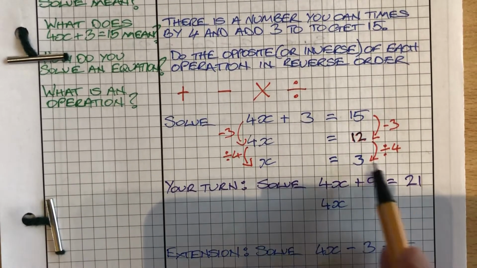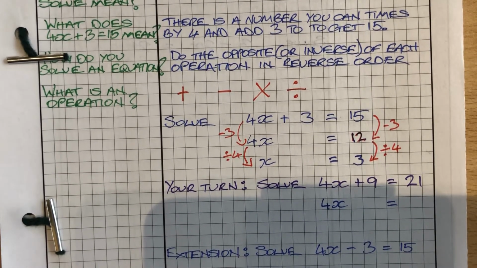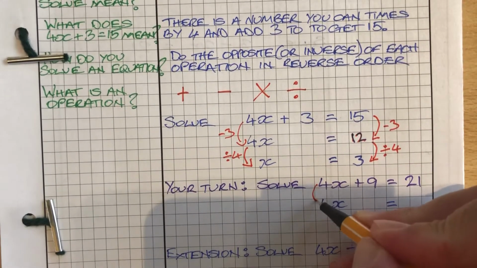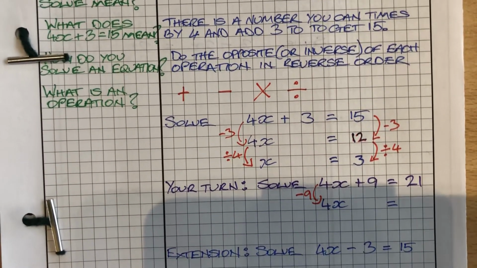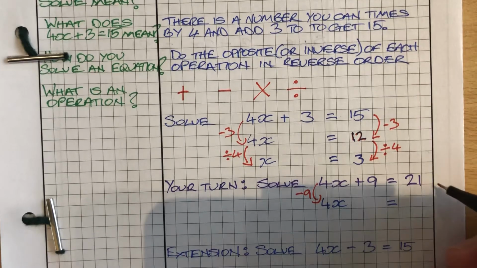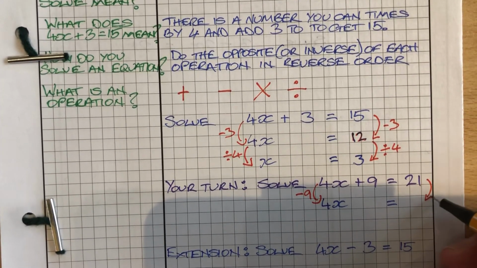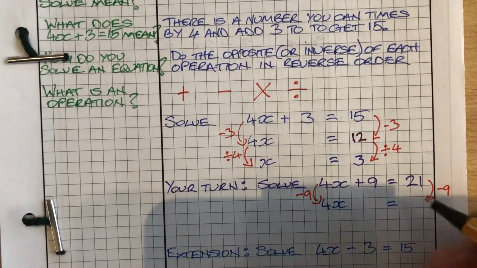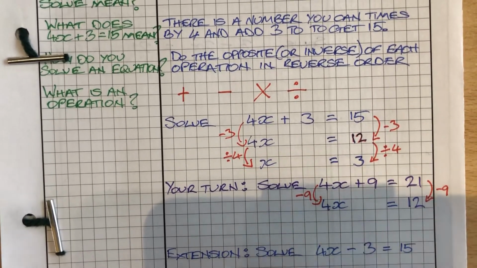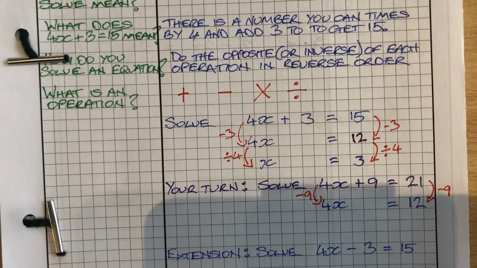Notice I'm working on this side. How did I get rid of add 9? I did the inverse of add 9. I took away 9 from this side. And that means that I'll do the same thing on the other side. 4x is 12. What does this say?